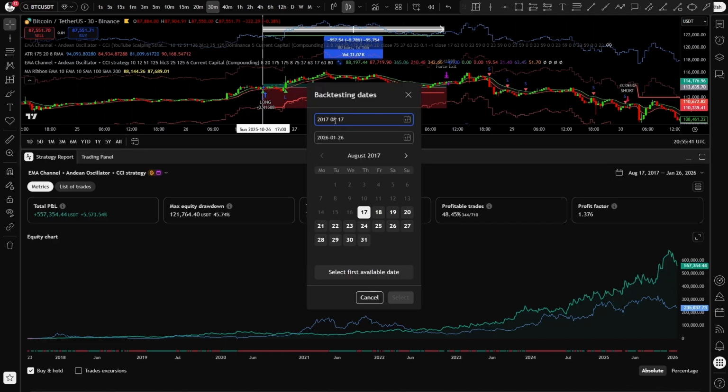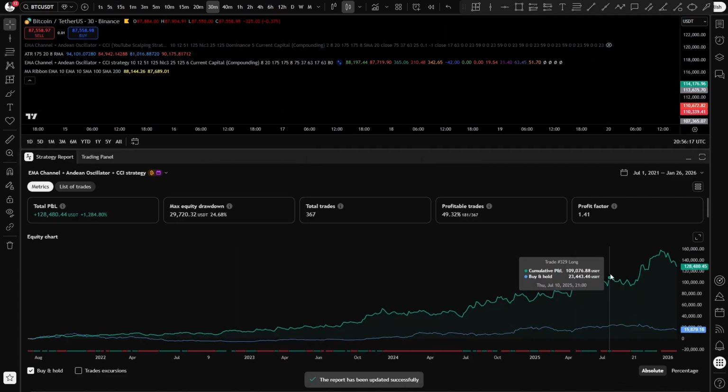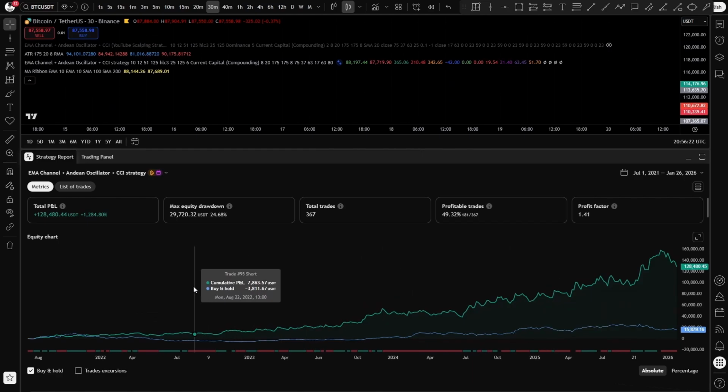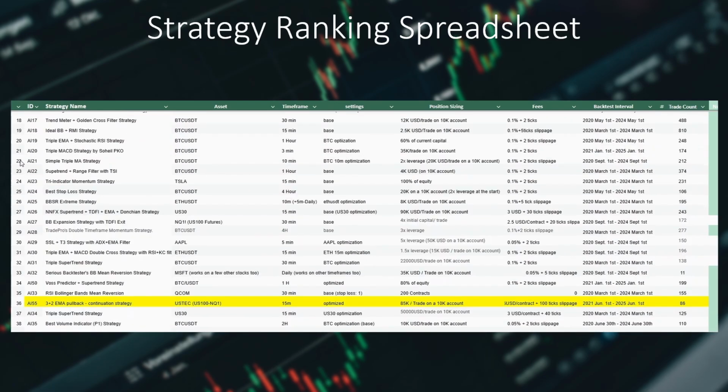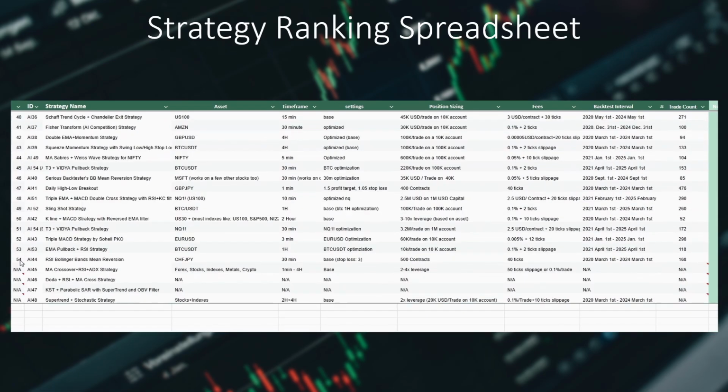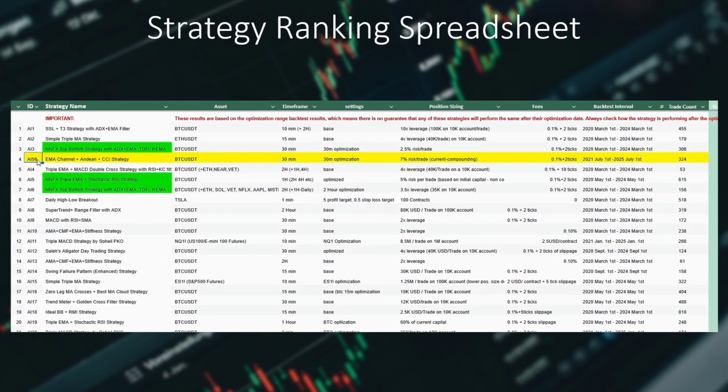Now let me set back the original backtesting time interval to 1st of July 2021 and leave it at 2026 for the end. So this is the in-sample and out-of-sample backtest data. I think these equity curves look pretty good, but let's see where the strategy is placed in the strategy ranking spreadsheet. Okay, here you can see the strategy ranking spreadsheet, which you can find linked down in the description. And today's strategy is the EMA channel plus Andean plus CCI strategy, which took the 4th placement out of the around 54 strategies that we ranked so far, which is a pretty good placement.